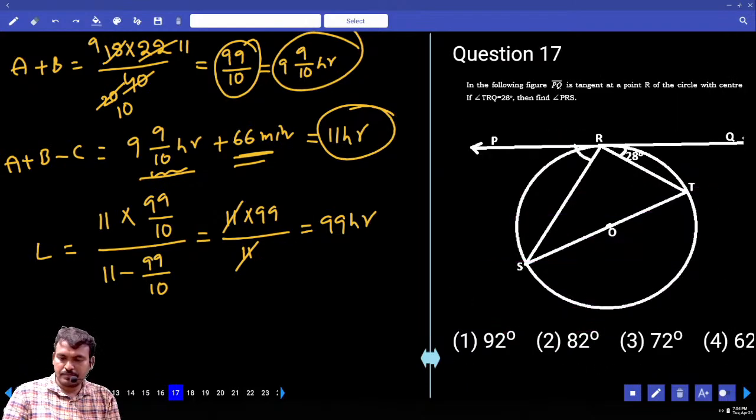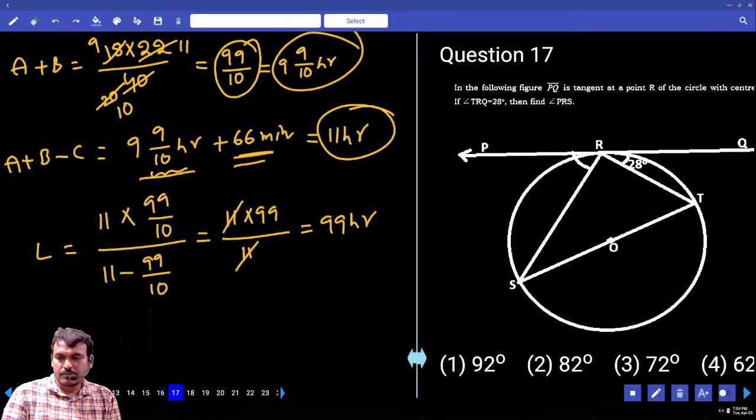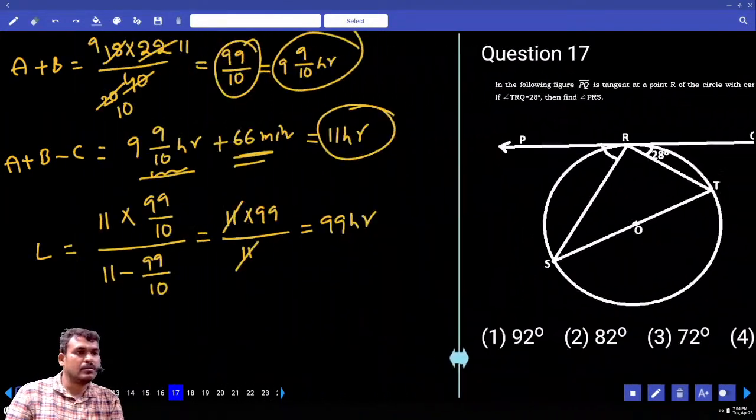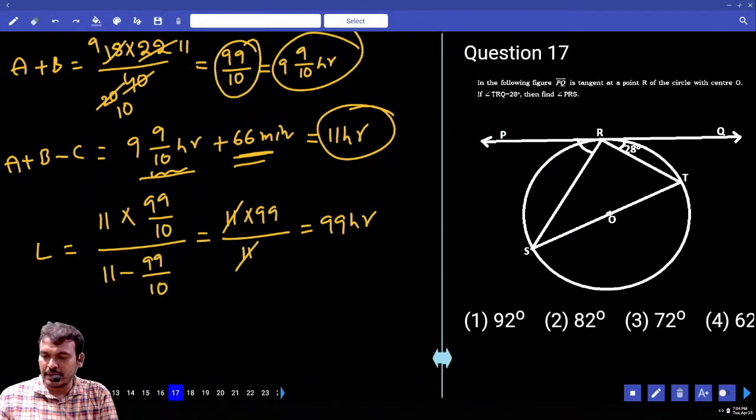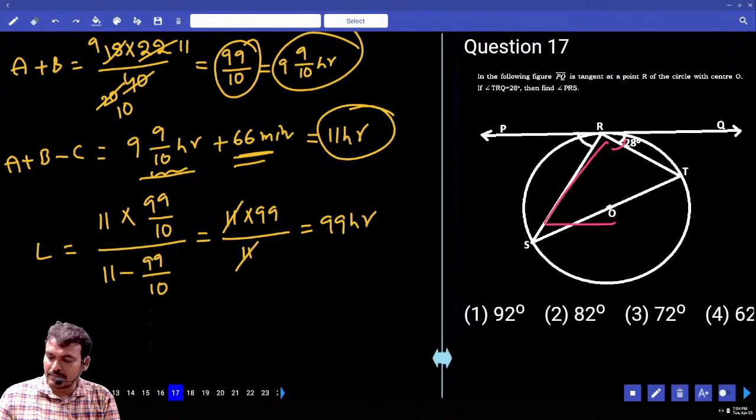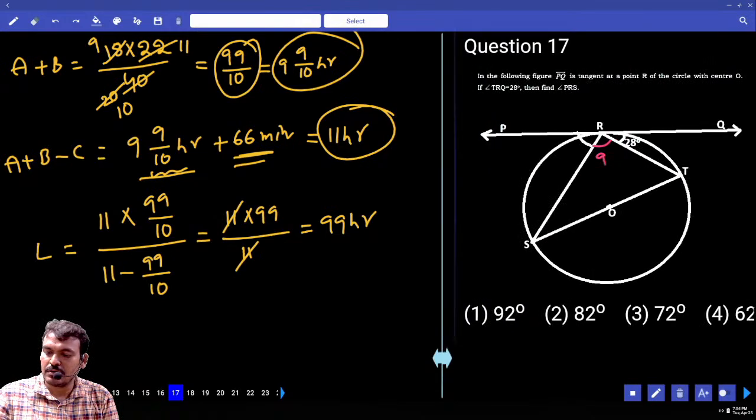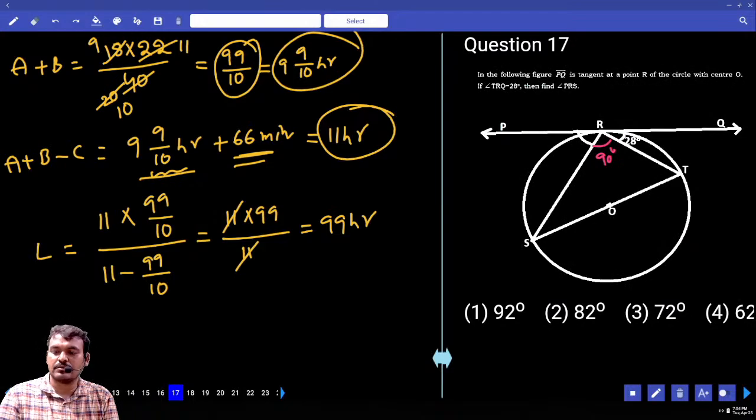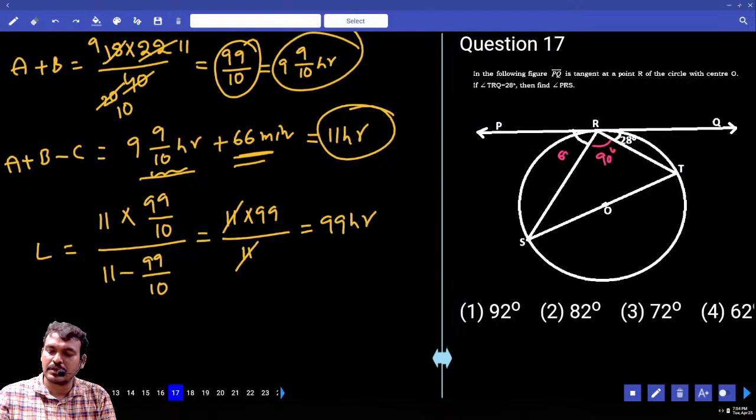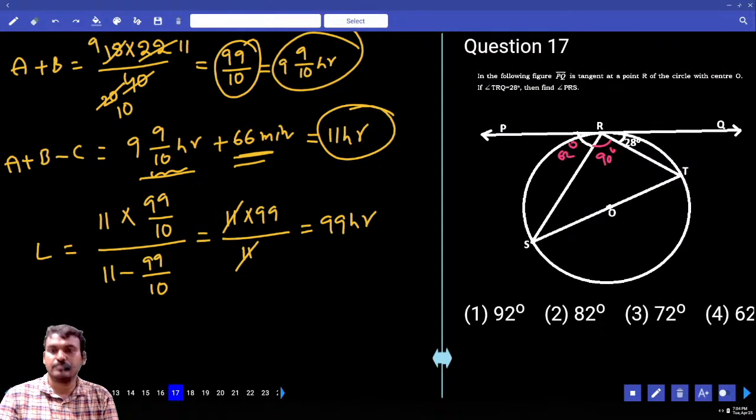17th question. What is the total R value? 180. Total R value 180. Already one angle is given, how much? 28. And here RST is a right angle triangle. Means here R value is how much? 90. 90 plus 28, 118. What is the remaining? 62. Means the remaining R value is how many degrees? 62 degrees, sir.